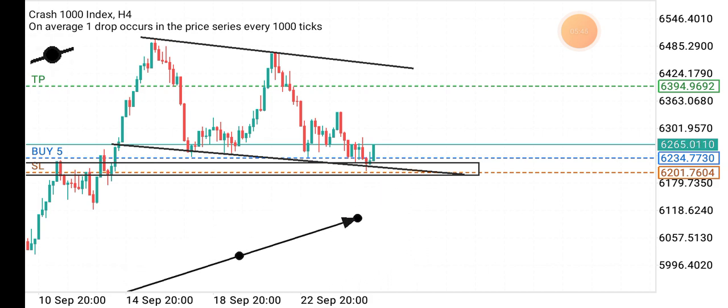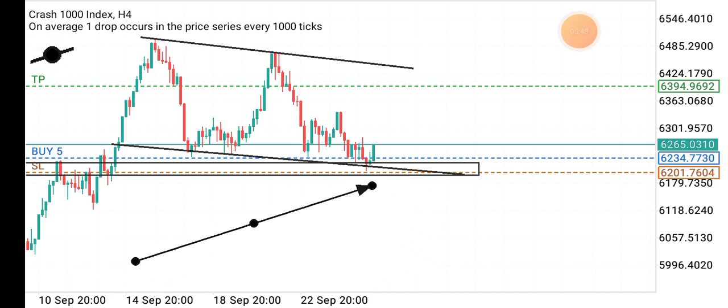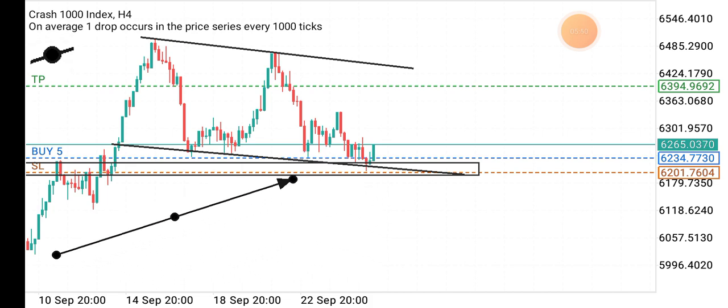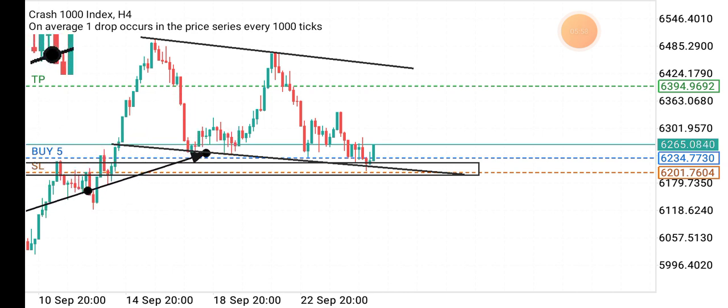But I'm really expecting serious buy moves on this Crash 1000 index. Looking at the fact that the market, after selling from here, came back to this zone and did a retest, both the trend line and the horizontal support. You can see it bounced back, then sold again, came here, retested the same trend line and horizontal support, then came back down to the same trend line and horizontal support.